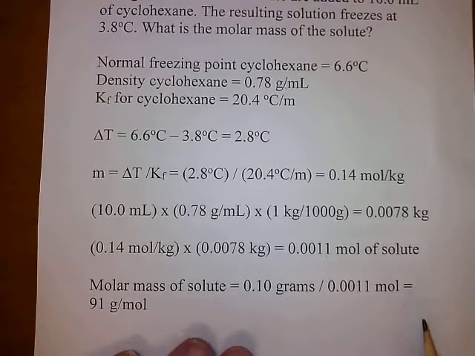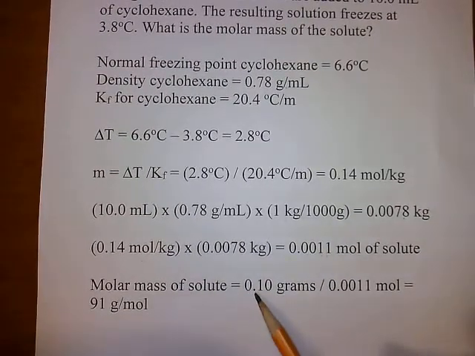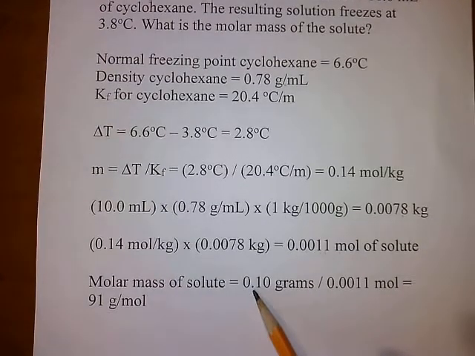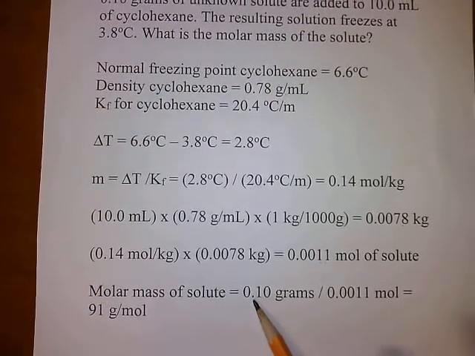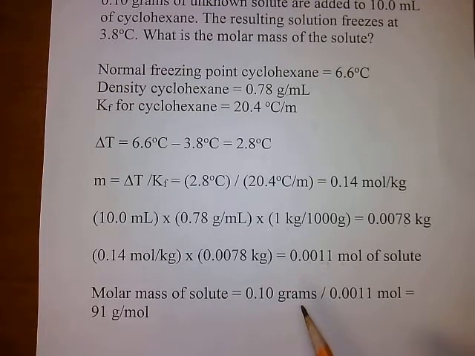So molar mass is grams per mole. So 0.10 grams divided by 0.0011 moles is 91 grams per mole.